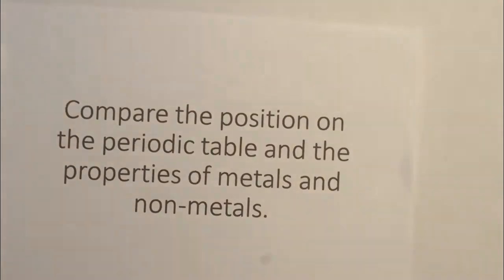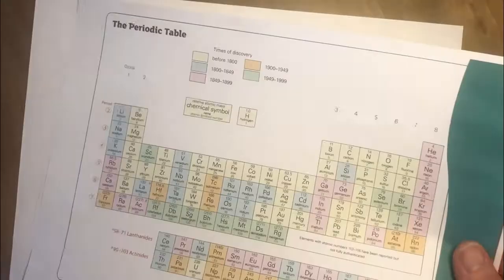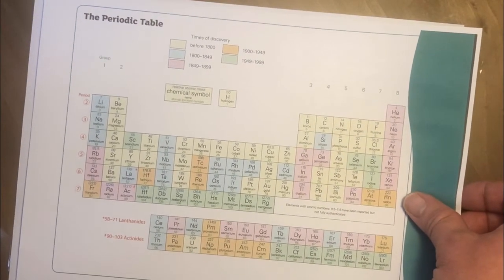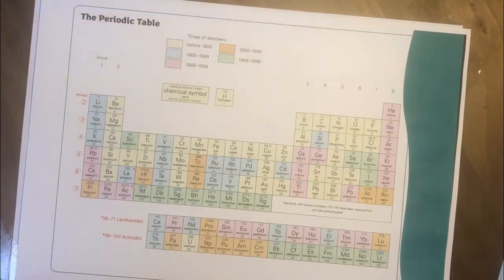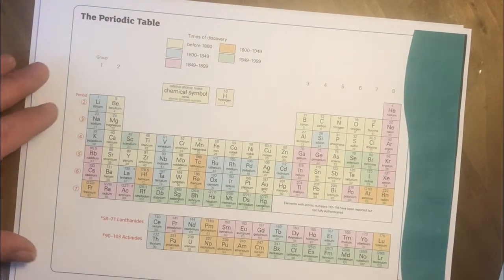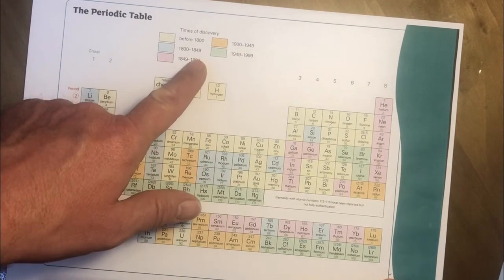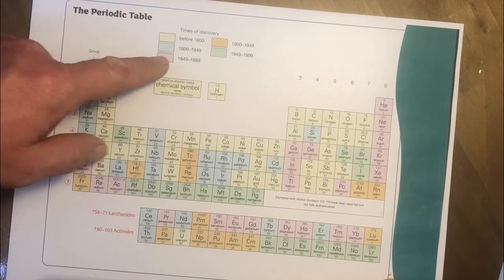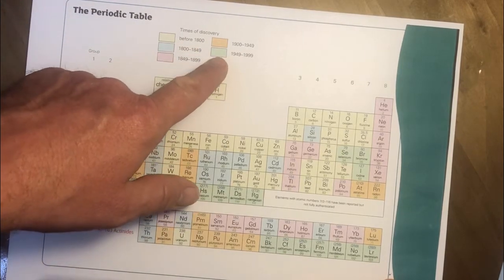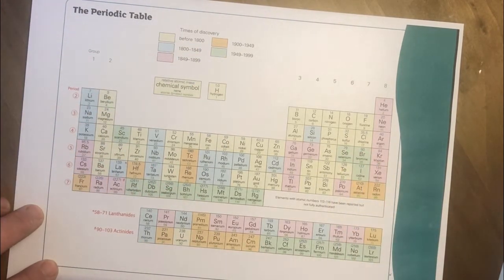This video is going to be talking about how to compare the position on the periodic table and the properties of metals and non-metals. Now, this is a periodic table taken out of the Activate chemistry book. It has all sorts of different colours that link to the times of discovery. The yellow ones here are before 1800, and the green ones are the more recent ones that were discovered within about the last 70 years.